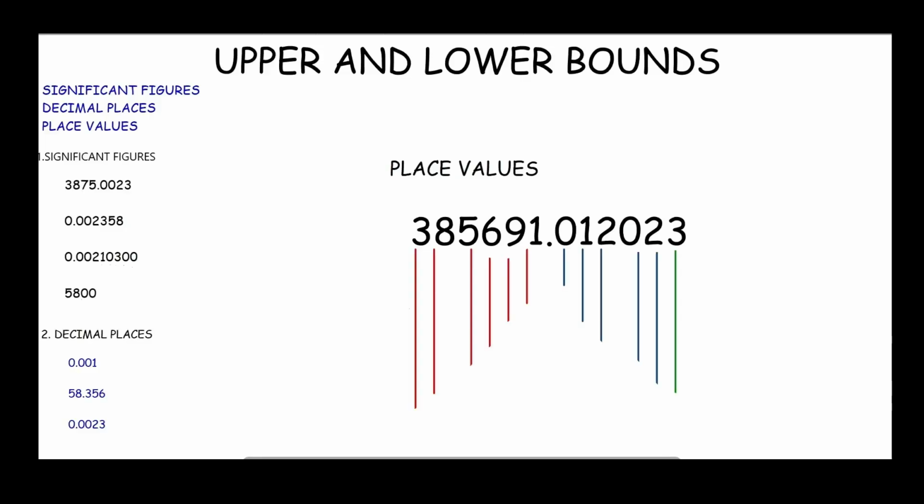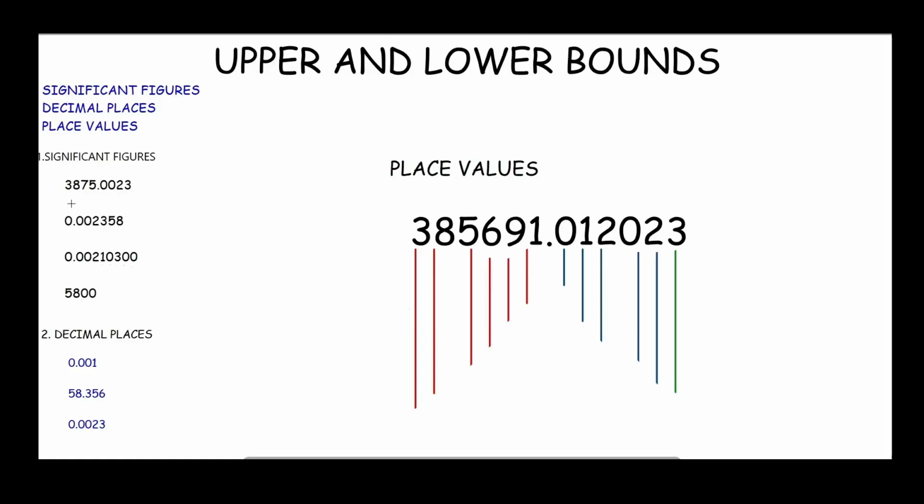Significant figures. Rules for identifying significant figures. There are a few rules that you should know to identify what significant figures are. Under this subtopic, the first number is 3875.0023. When you start counting significant figures, you have to start counting from the very first digit of the number. So this is the first digit, 3, therefore we consider this one as the first significant figure. This 8 is the second significant figure, 7 is the third significant figure, and so on.